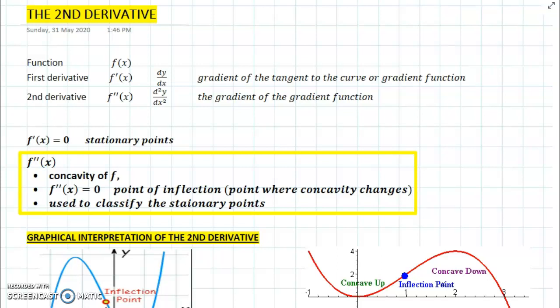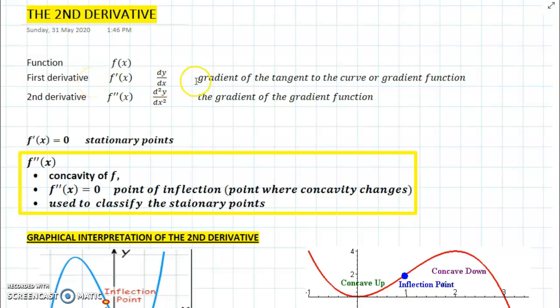Today's lesson is on the second derivative. All along you've been working out the first derivative. So let's look. If f of x is the function, then the first derivative is f prime x, or we can write it dy by dx. What does the first derivative tell me about?